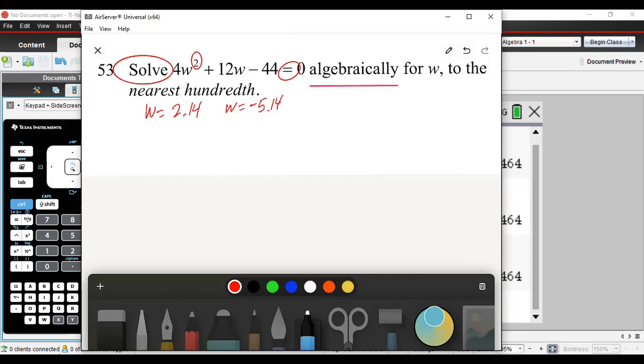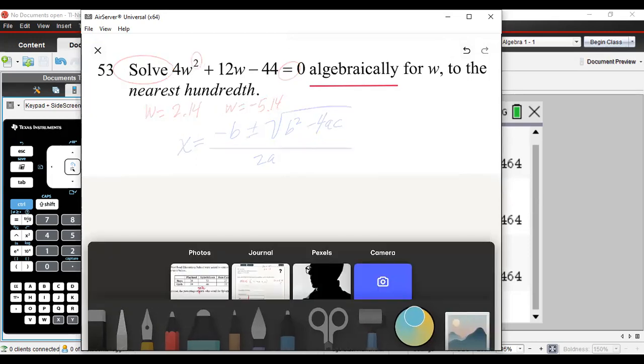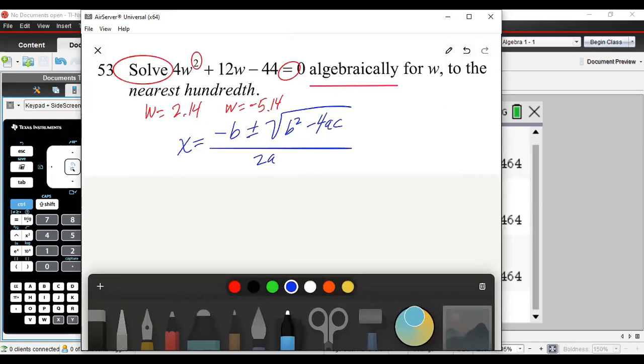Now, if you want to get full credit, this is how you need to do it. You've got to use the quadratic formula. And remember, the quadratic formula is going to be on the reference sheet, so you don't have to memorize it. You just got to use it. So we're going to do negative B plus or minus the square root of B squared minus 4AC, over 2A. To find the A, B, and C, we just take the coefficients.